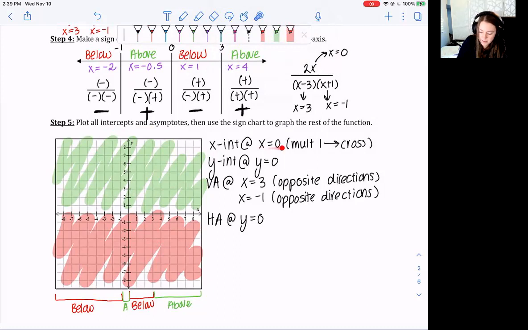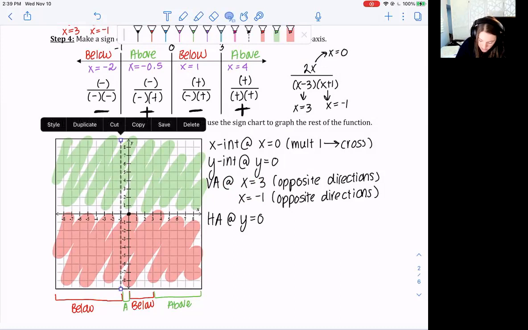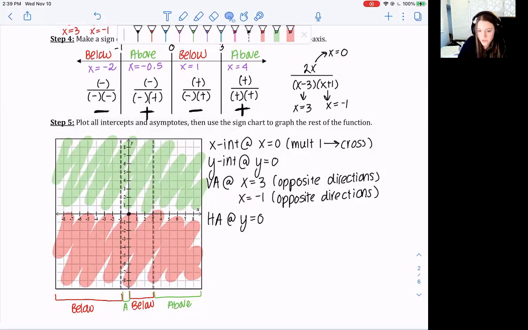All right, so x-intercept. We have one x-intercept at x equals 0. We're going to cross at that x-intercept. So that's right here. It's also going to be our y-intercept. There's a vertical asymptote at 3 and -1. So I'm drawing in my asymptote there. Two asymptotes. So those are my vertical ones. This one's at x equals -1. This one's at x equals 3. And then we have a horizontal asymptote at y equals 0.